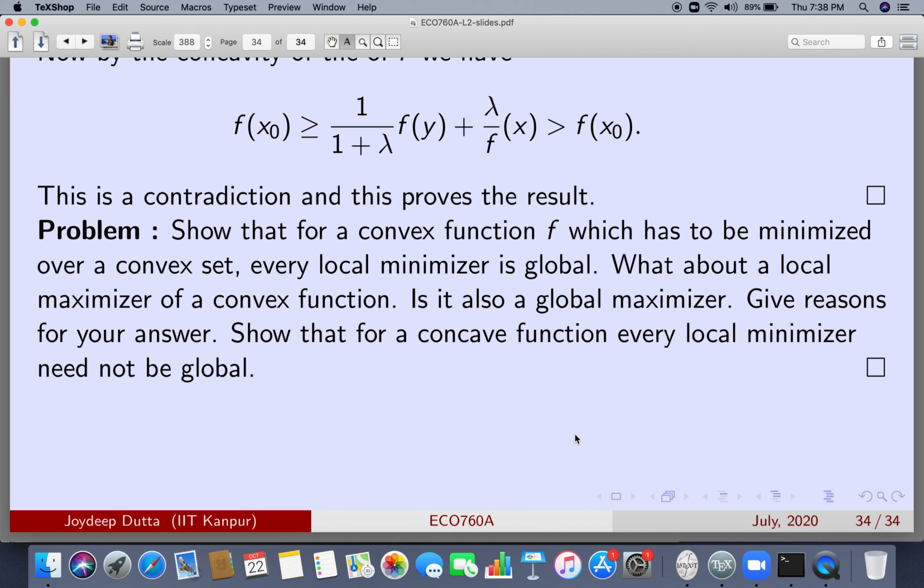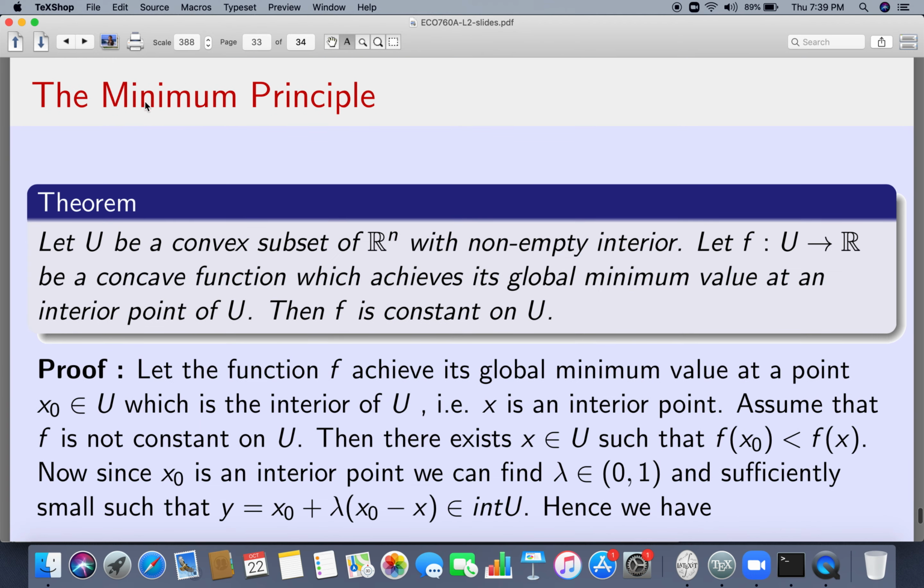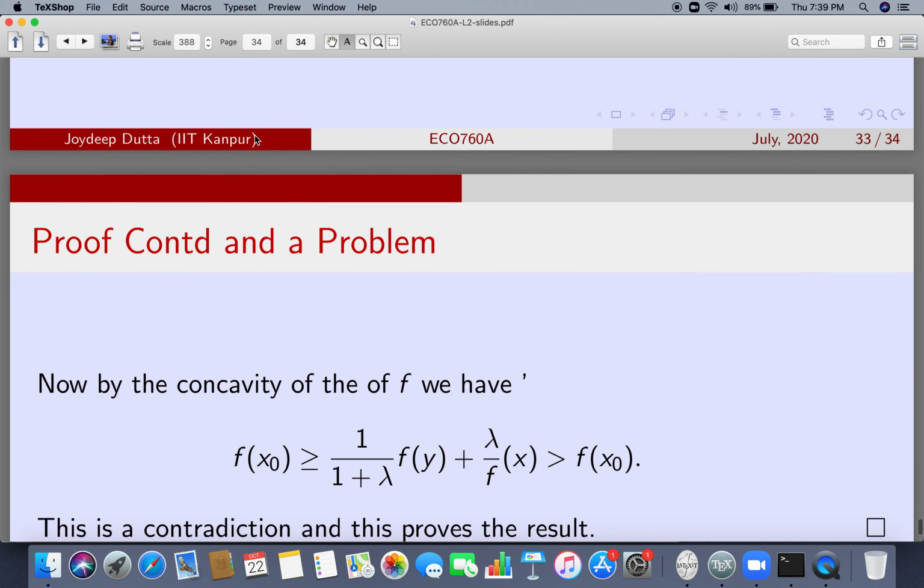So at the end of this talk, I ask you to do a problem as homework. For a convex function f which has to be minimized over a convex set, every local minimizer is global. What about a local maximizer of a convex function? Is it also a global maximizer? You have to just think about it. Show that for a concave function, every local minimizer need not be global. And now for the convex function, you can similarly develop what you can call the maximum principle. So you also try to figure out the maximum principle for convex functions.